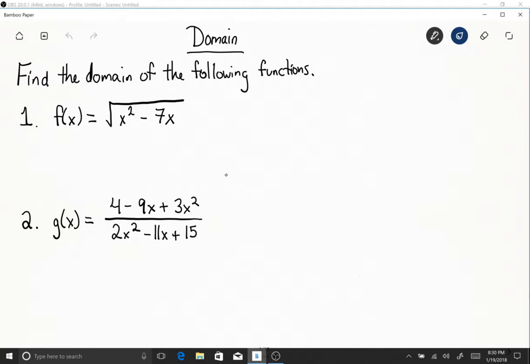Hi folks, welcome to those of you tuning in for a review session on domains, composition of function or combining functions, transformation of functions, piecewise functions, and average rate of change.